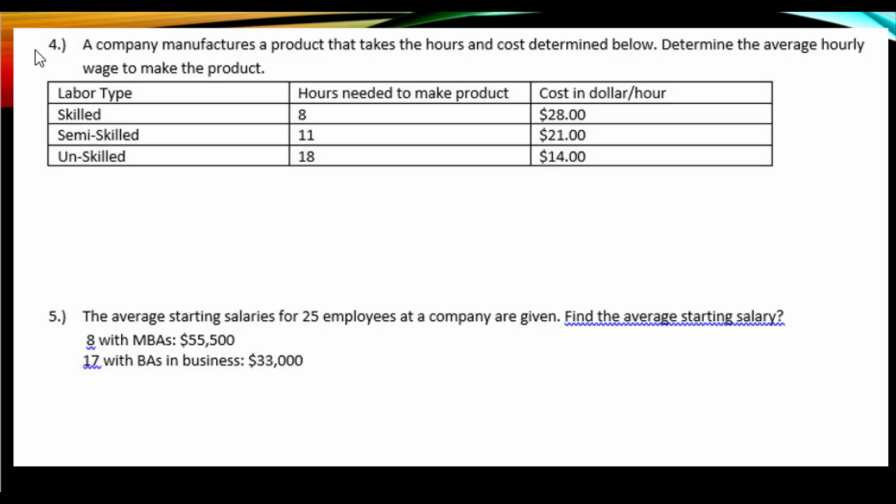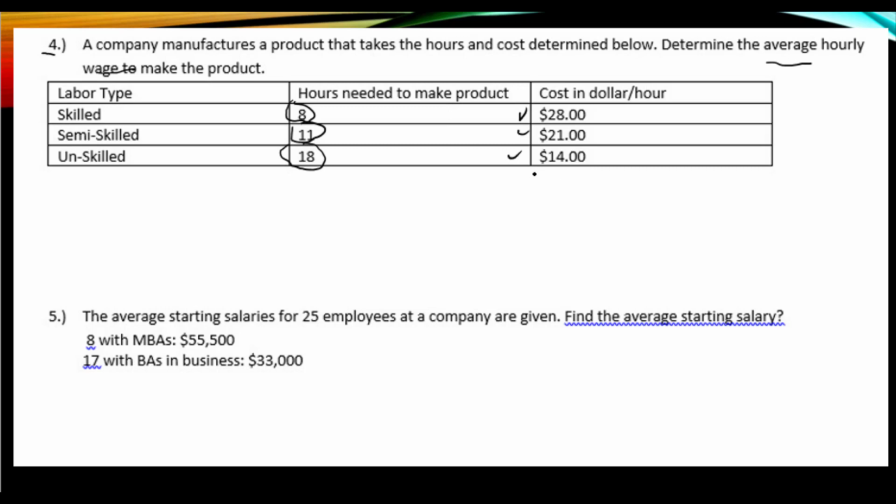So let's look at number 4. A company manufactures a product that takes the hours and costs determined below. Determine the average hourly wage to make this product. Okay, so it takes 8 hours of skilled labor, and skilled labor costs $28, 11 hours of semi-skilled, and semi-skilled is paid $21, and it takes 18 hours of unskilled, which costs $14.